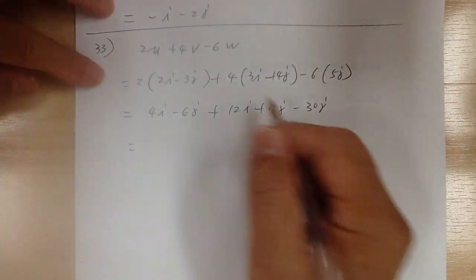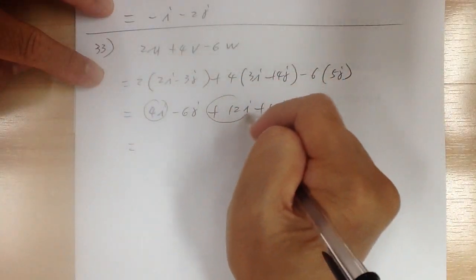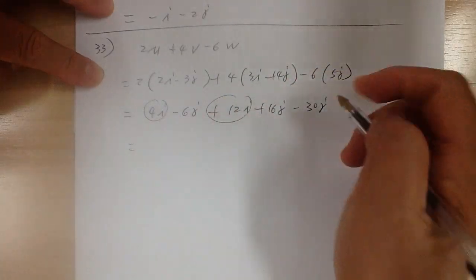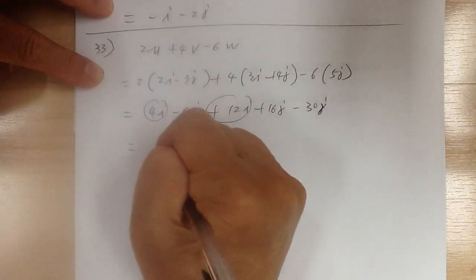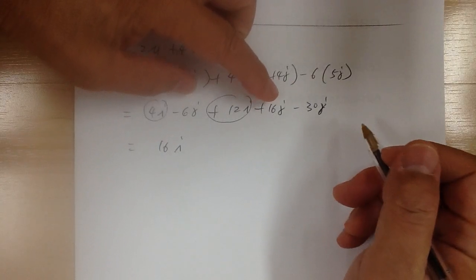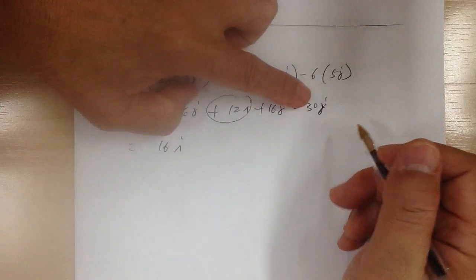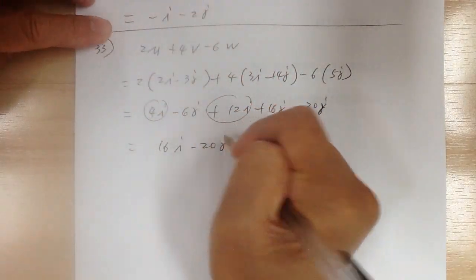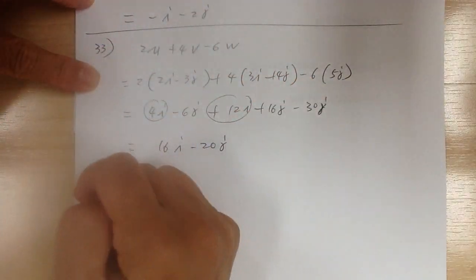Okay, so you can get all the i's together. So this would give me 16i, and the j's, this would give me minus 6 plus 16 is 10, minus 30 would be minus 20j. Okay.